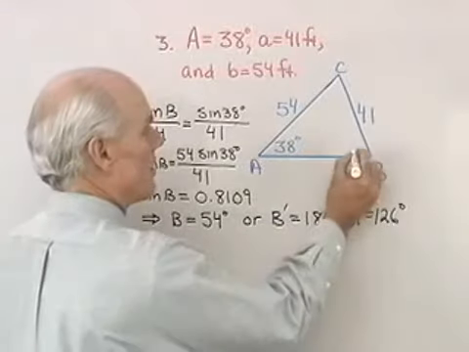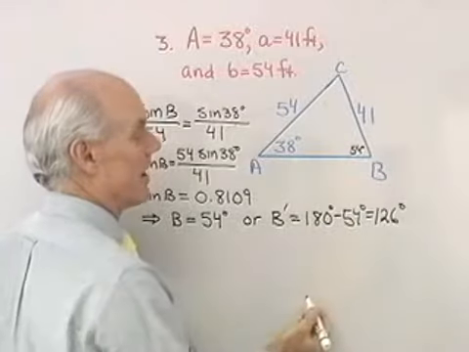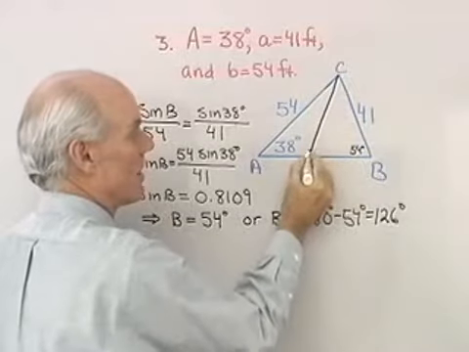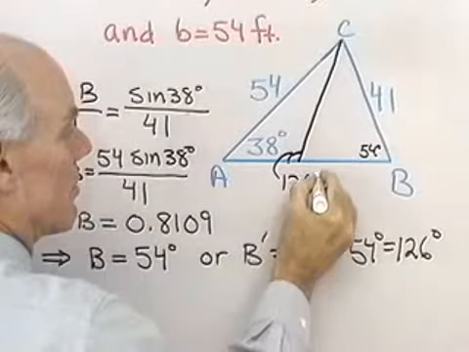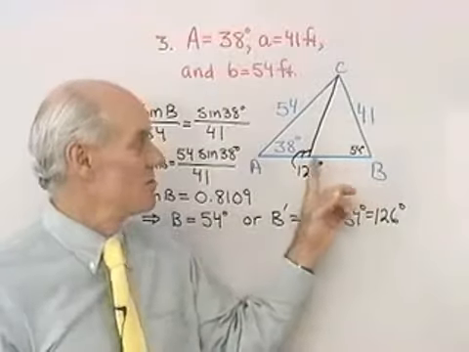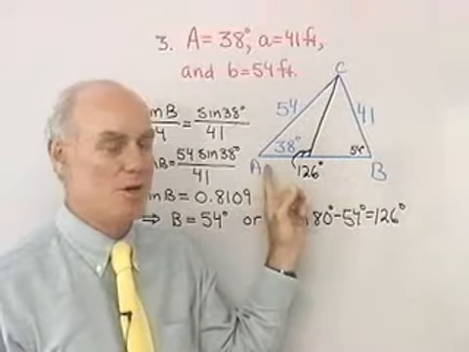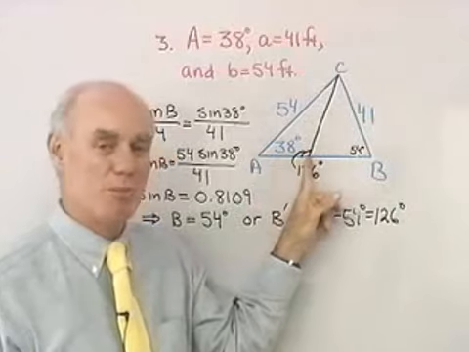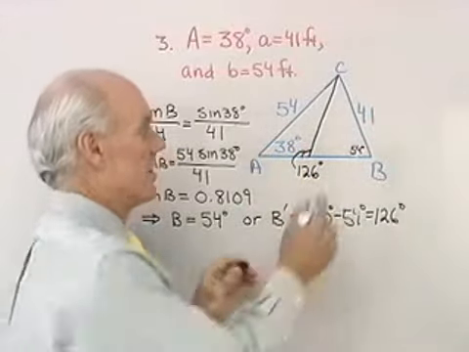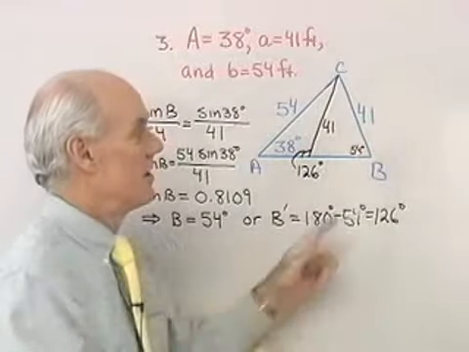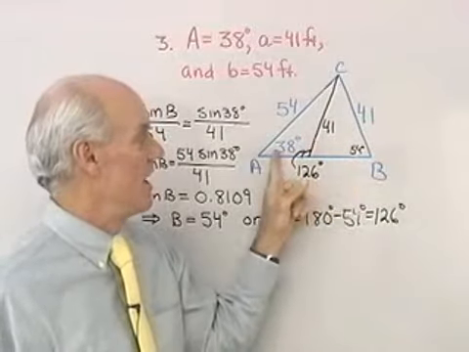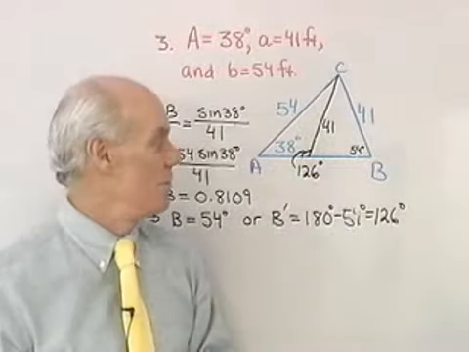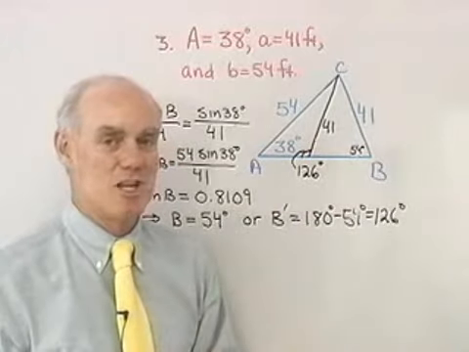In one of the triangles, angle B is 54 degrees, and in the other triangle, B is 126 degrees, and that's what I get if I draw this side this way, where that angle is 126 degrees. So you can see, here are my two triangles. One, the blue one that I drew in originally, where angle B is 54 degrees, and then this other triangle over here where angle B prime is 126. Notice that the length of this line is still 41. This line and this line have the same length, so angle A is 38, side A is 41, side B is 54, and angle B is 126. All the given information stays just like it was.